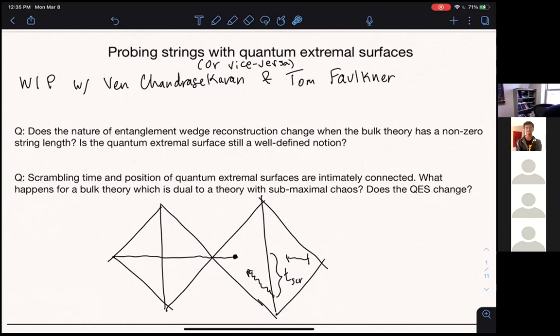If none of that really made sense, I'll hopefully try and explain it in a bit. But that's the basic idea. Does the nature of the quantum extremal surface change?